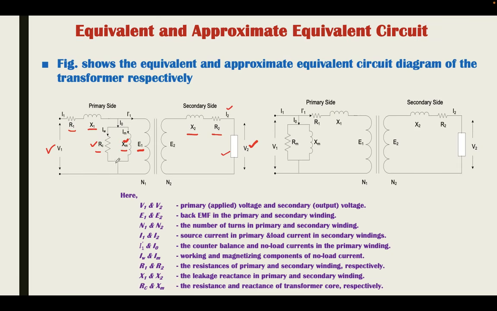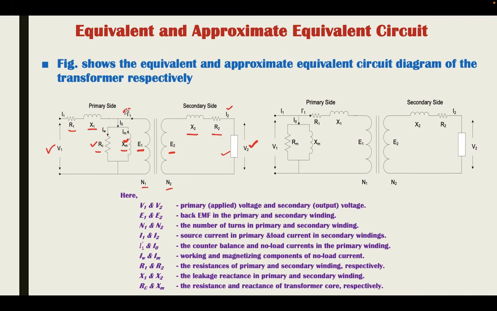Here, if we summarize all these parameters, V1 and V2 are the primary or applied voltage and the secondary or output voltage. E1 and E2 are the back EMF in the primary and secondary windings. N1 and N2 are the number of turns in the primary and secondary windings. I1 and I2 are the currents in the primary and the load or secondary winding. I1 dash and I0 are the counterbalance and no load currents in the primary side.